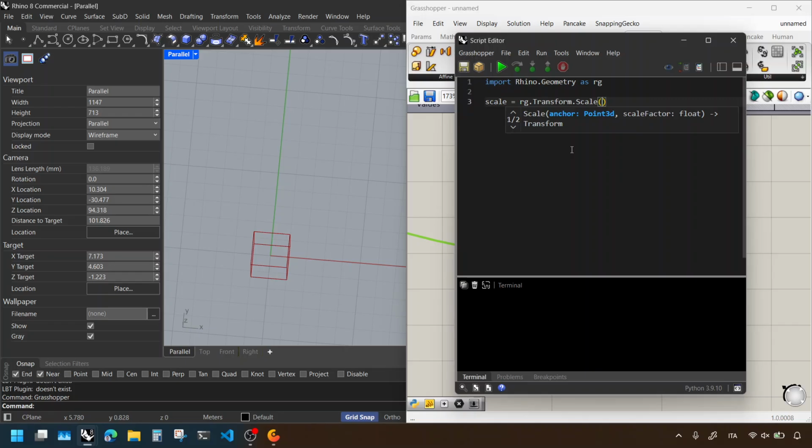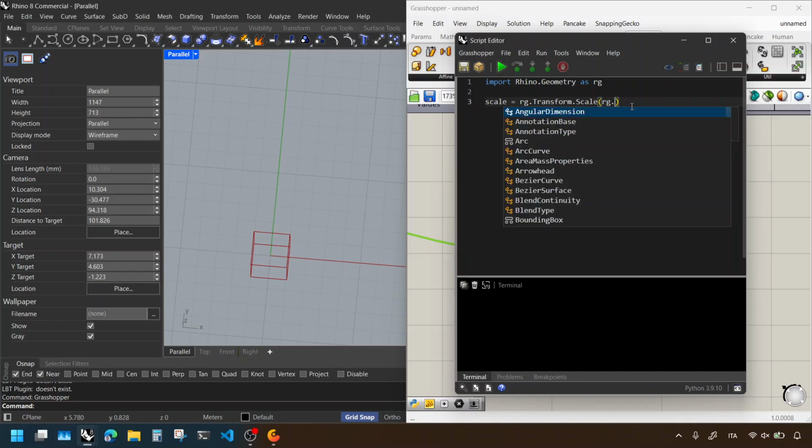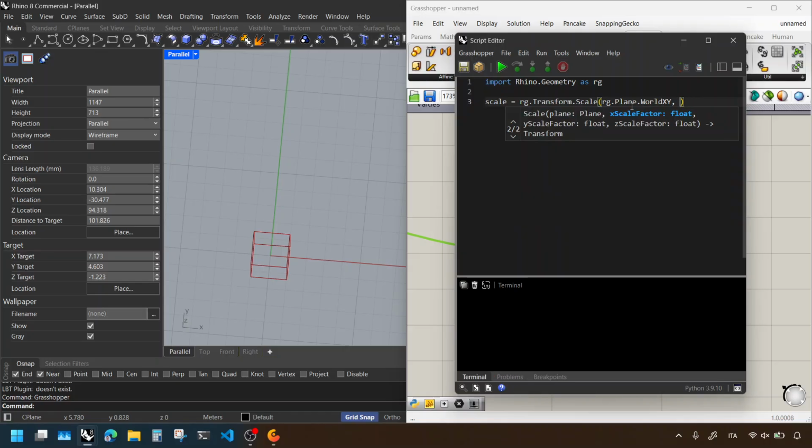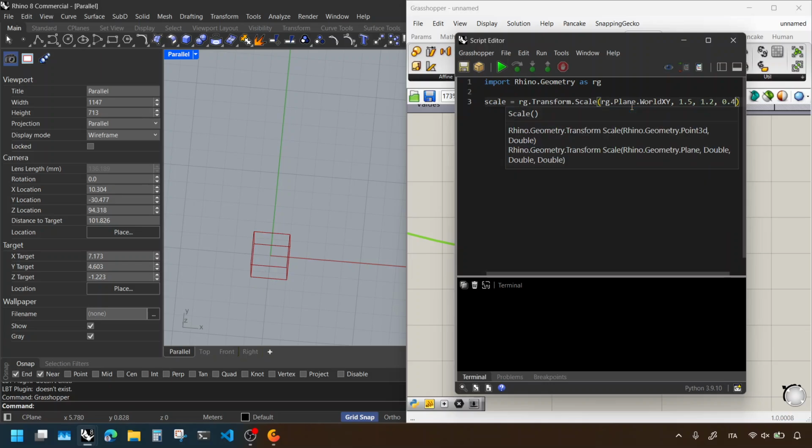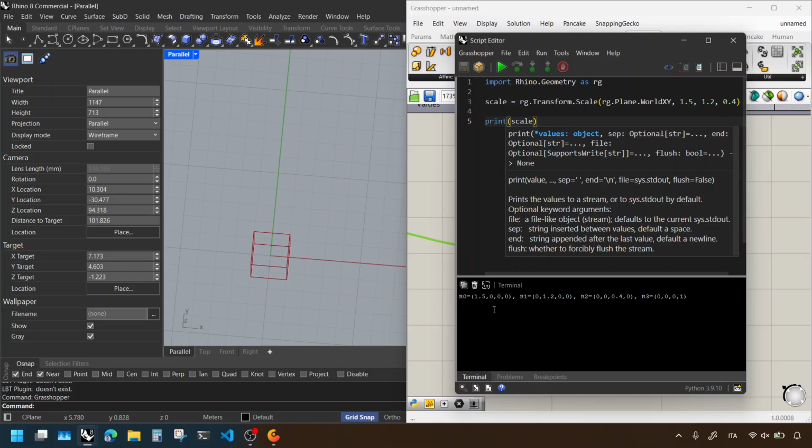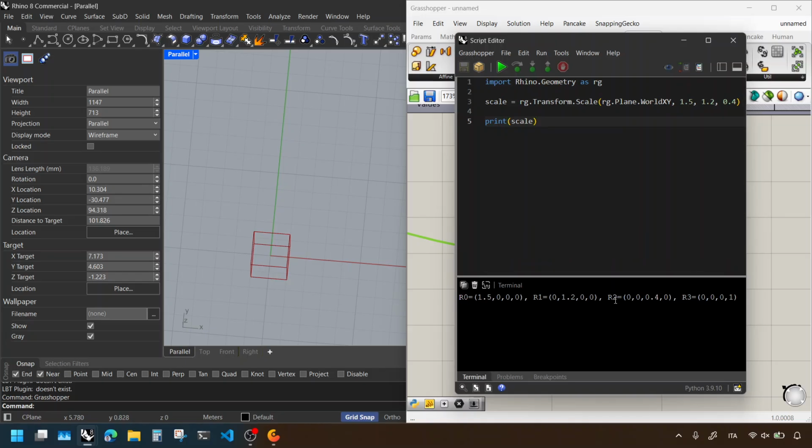This defines the matrix of transformation. You can put in either a Point3d, or in our case we want the plane and the x, y, and z factors as we did in Grasshopper. So the plane is just Rhino geometry.plane world xy. And then we have the x factor, which is just a number, a float. So let's say 1.5 maybe, and then 1.2 and 0.4. Okay, so this is a scaling operation, and we can also print that scale, and you see you get a matrix, row 1, row 2, 3, and 4. Okay.